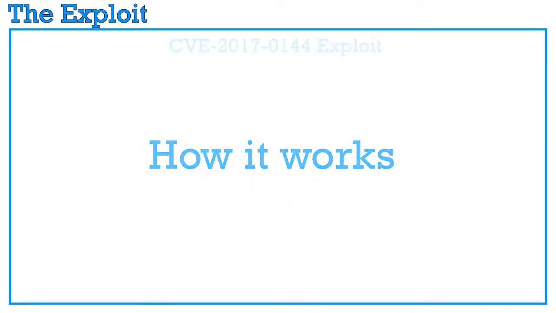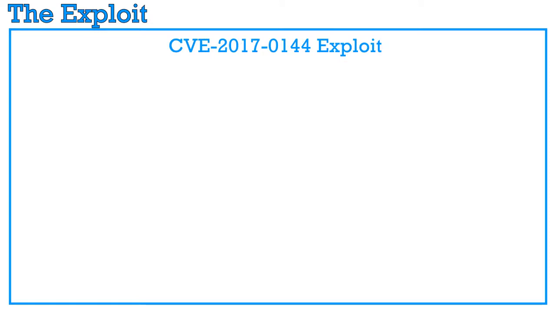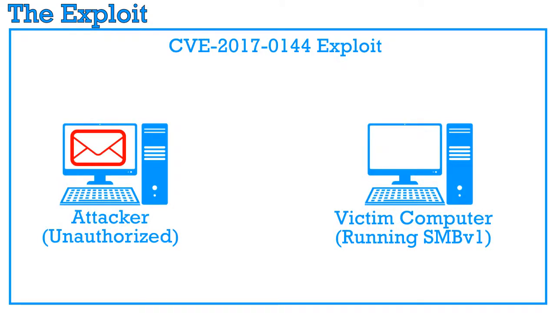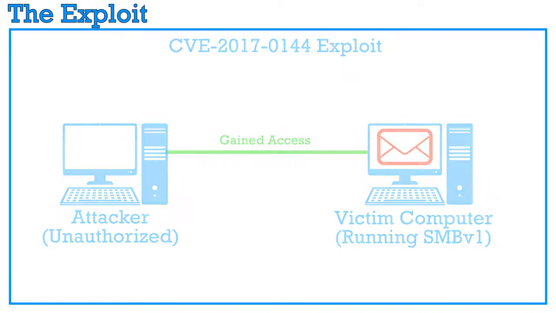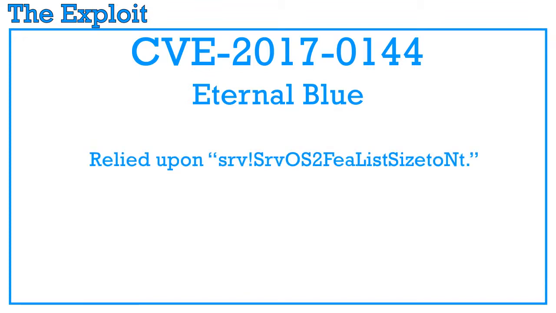The CVE-2017-0144 exploit is utilized when an unauthenticated attacker sends a maliciously crafted packet to the server, which allows them to gain access to other machines on the network by taking control of the machine that was running SMB version 1. EternalBlue is one of the specific implementations of the CVE-2017-0144 exploit, and it relied upon a function detailed as the following.